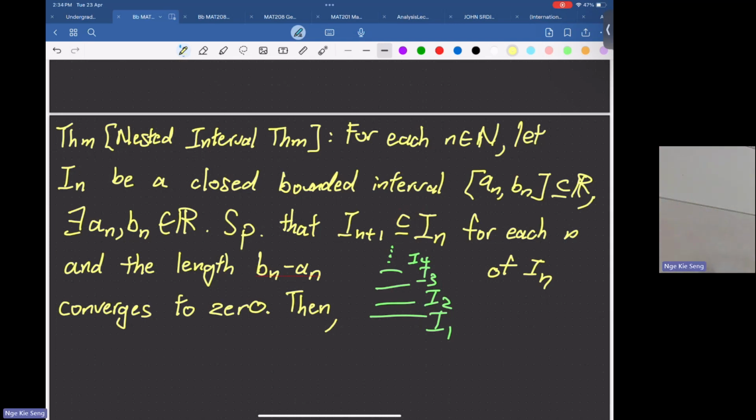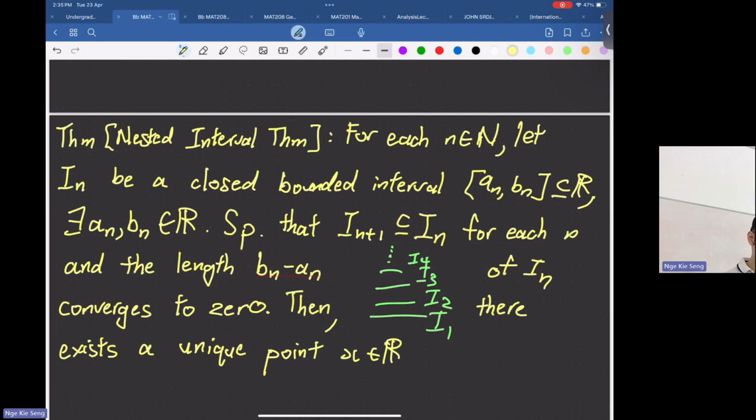So, can you say something about points in In or not? Yeah, points in In. Sure, the length decreases. Can you say something about points in every In? Every one. Yeah, so there exists a point. They don't just exist, it's a unique one. A unique point x in R such that this point is in every interval.